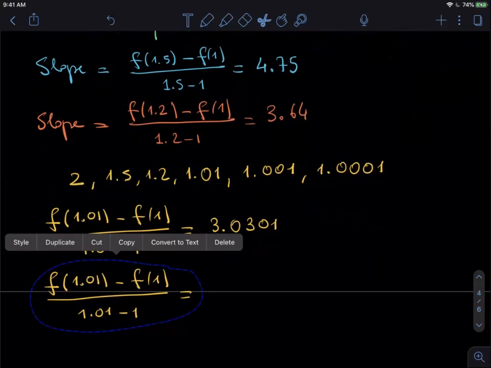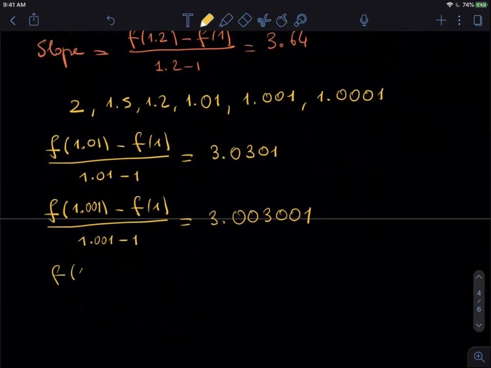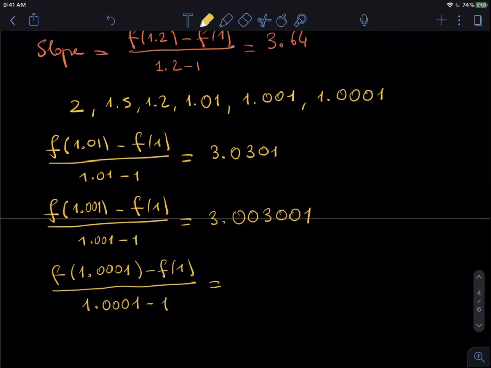So now instead of 0.01, we have 0.001. Okay, and what I got was 3.003001. And then I can do f of 1.0001 minus f of 1 divided by 1.0001 minus 1. And what I got here is 3.0003001.